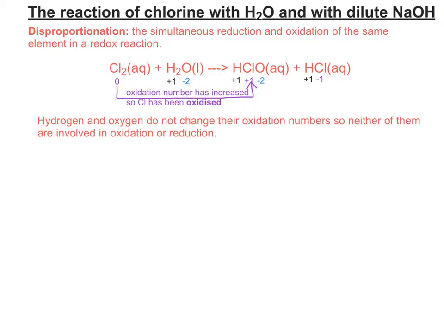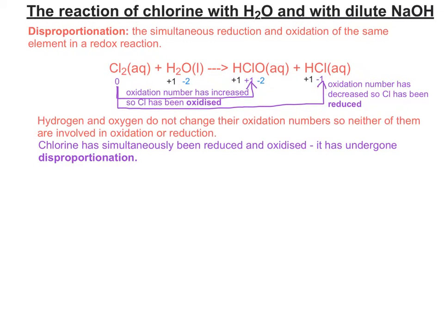But at the same time, if you start from the same chlorine and you go over to here, the oxidation number is decreased by 1, so it's also been reduced. So we can see quite clearly that chlorine has been oxidized and reduced at the same time, or to be more specific, one of the chlorine atoms in Cl2 has been oxidized whilst the other one has been reduced. So this phenomenon is called disproportionation, and it's one to look out for definitely when you're doing questions on chlorine and water or chlorine and NaOH.